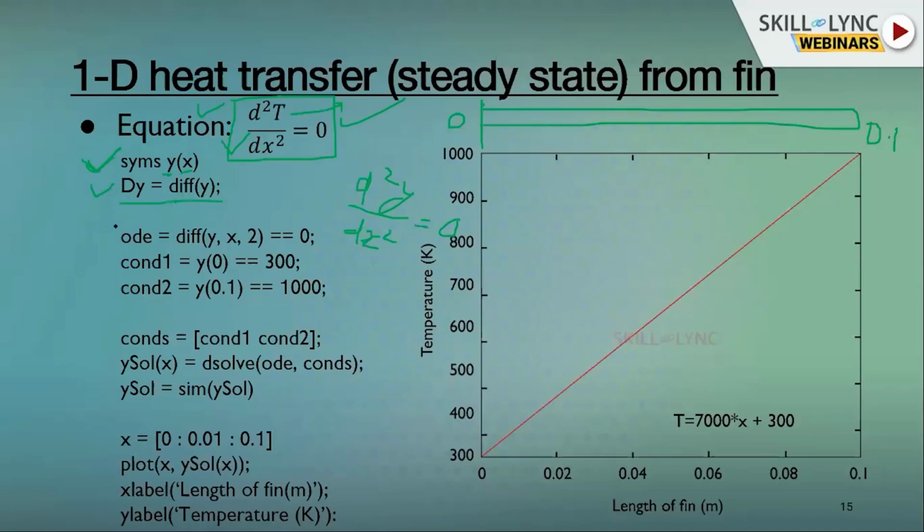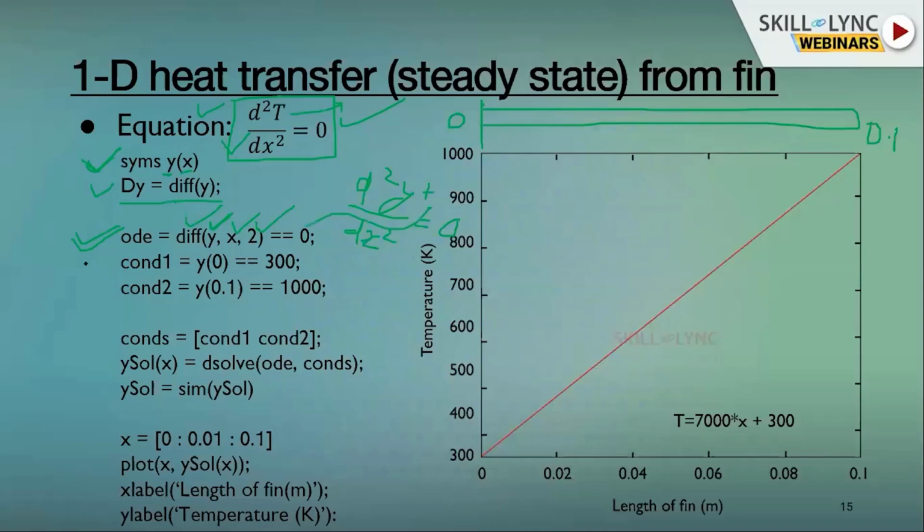Then I am trying to solve the ordinary differential equation, so that's why I wrote ODE. I am forming a differential equation of d square y by dx square. Here the first variable is y, the dependent variable, x is independent, and then order 2. With this simple form, I have written the differential equation and told MATLAB this is the equation. Our coefficient is 0. If I write 0 here, it will come here.